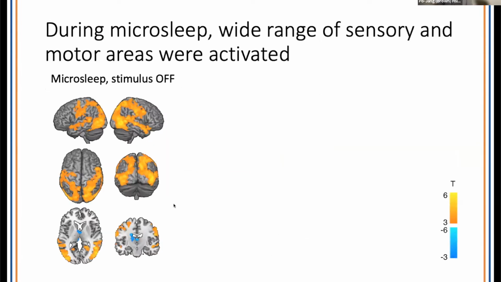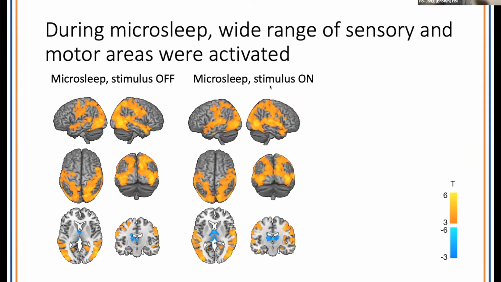Okay, so here's the result. We discovered that during microsleep, there's a wide range of sensory and motor areas activated. And this is what happens in the brain during microsleep when we did not play any auditory information. So you can see that even without any auditory information, there's a widespread cortical activation already. And second, when we played the auditory information during microsleep, you can see that the activation is quite similar. And that's another indication showing that the auditory information doesn't affect this activation too much.